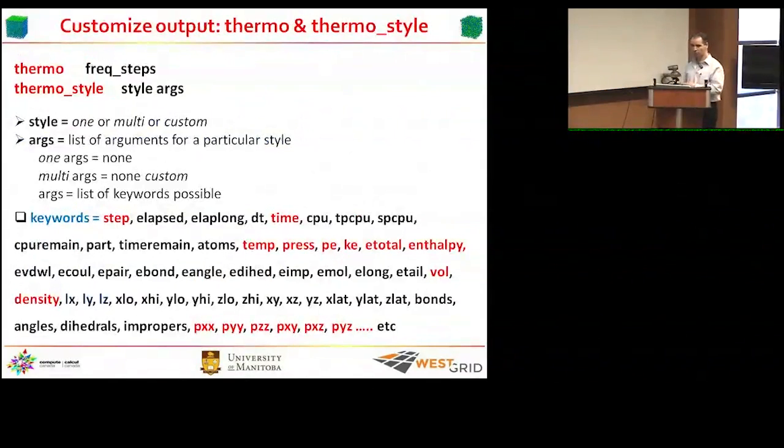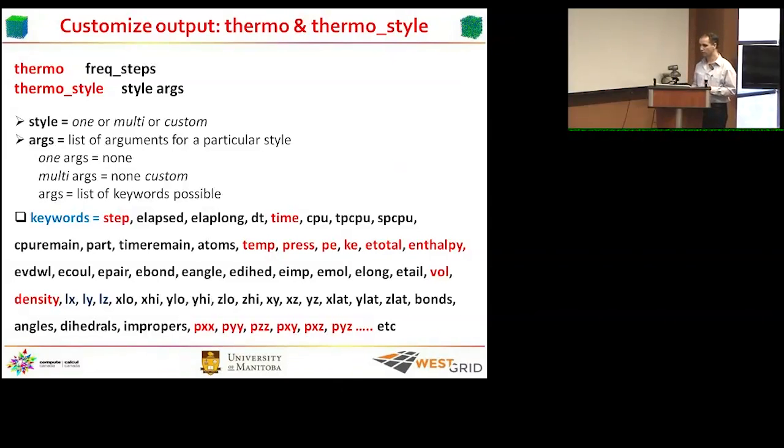So this is how to modify the output file. For example, I talked about thermo. The thermo frequency tells the program how often to write the output. Thermo style, you can change. And there are many keywords, for example, step, time, temperature, pressure, potential energy, total energy, enthalpy.